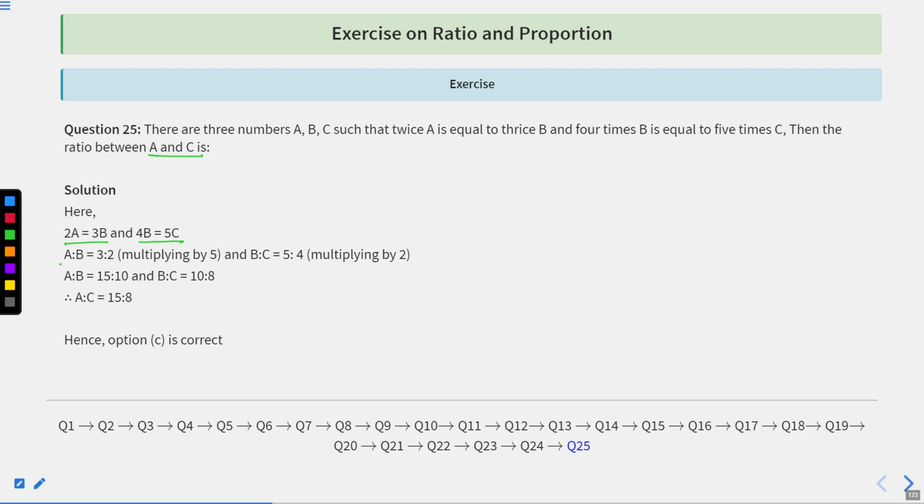So A is to B equal to 3 is to 2, and B is to C is equal to 5 is to 4. So A is to B is going to be 15 is to 10 when we multiply it by 5, and B is to C is going to be 10 is to 8 when we multiply it by 2. So A is to C will be equal to 15 is to 8. So the option correct here is C.